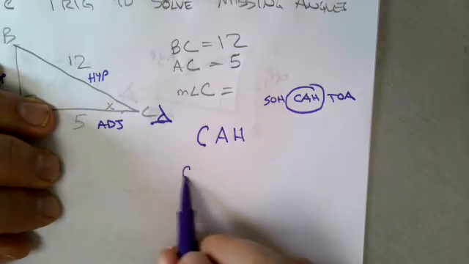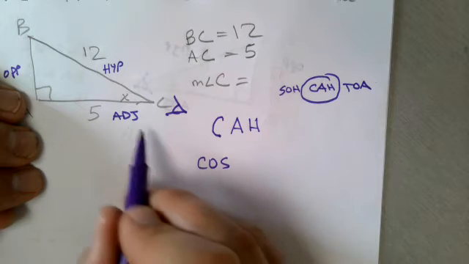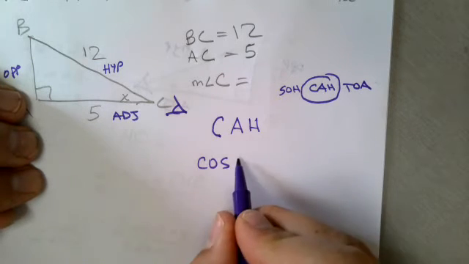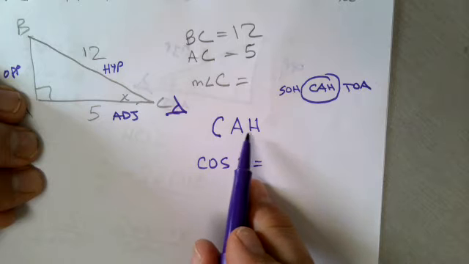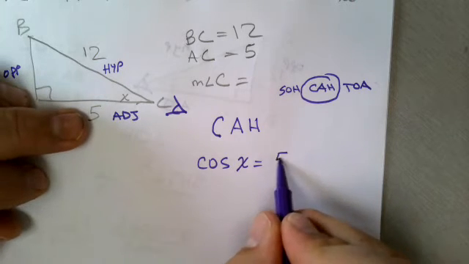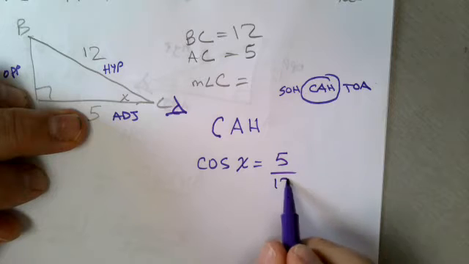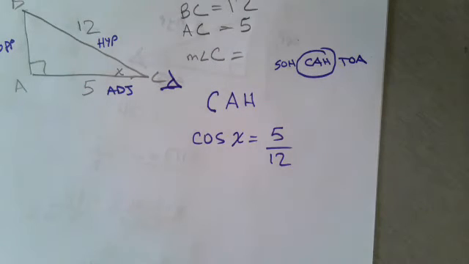And that's cosine. Always, always, always, after the trig comes the angle, which in this case is the unknown. And then it's the ratio of these in order, A over H. So that would be adjacent, 5 over hypotenuse, 12. Now, that's the end of the geometry, sort of. Now we have to solve this.